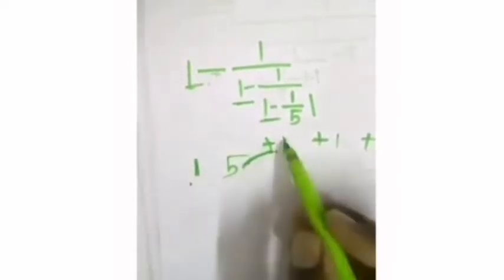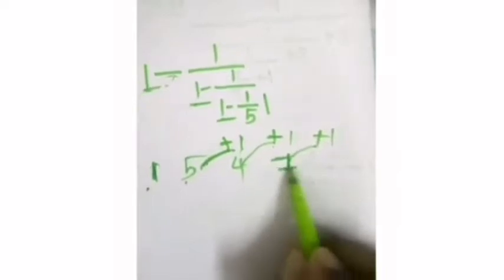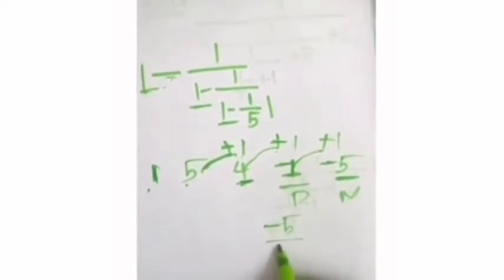So 5 into 1 is going to be 5, 5 minus 1, 4. Next 4 into 1, 4, 4 minus 5 is minus 1. Next minus 1 into plus 1 is going to be minus 1, minus 1 minus 4, which is minus 5. If you want the answer, take this number as numerator and this number as denominator. So the answer is going to be minus 5 by minus 1. So the answer is going to be 5.